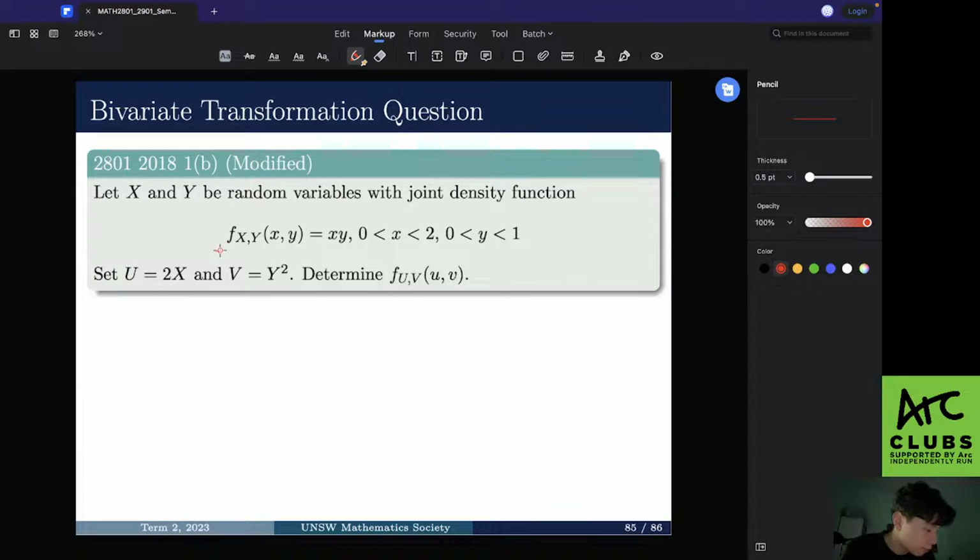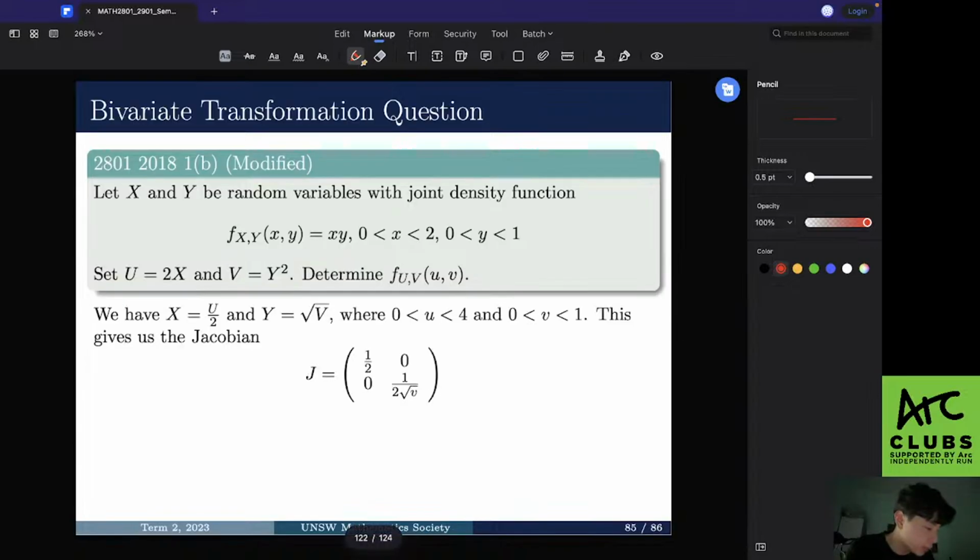We have f of x y, which is equal to x times y. We have u, which is equal to 2x, and v, which is equal to y squared. The first thing we do is we take these, and then we have x and y transformed in terms of u and v, right? Then we see that, of course, this is a positive square root, and the reason is because v is positive, right? That's why you have a positive square root.